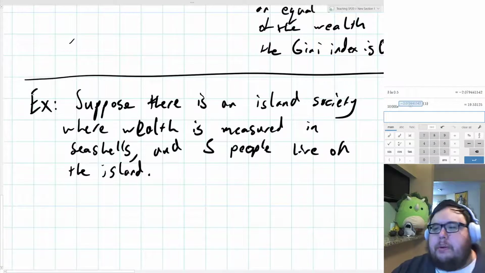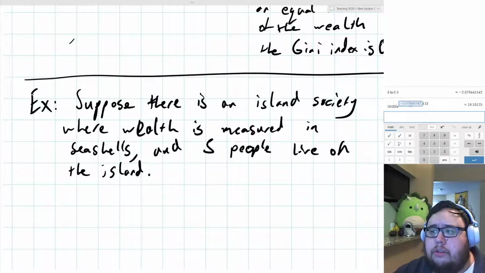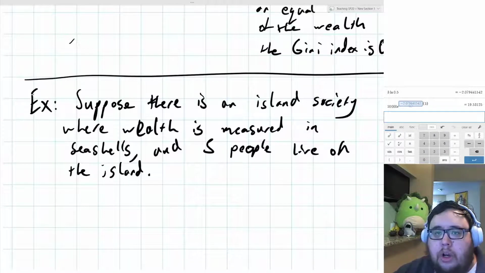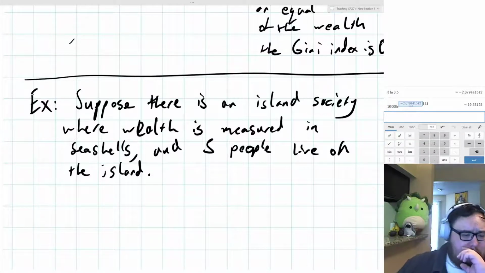We're using 5 people on the island and this weird seashell thing just to simplify the model a little bit and make it a little bit easier to follow. What we're actually going to do when we measure the Gini index for a society is take wealth quartiles or quintiles, and then fit this to the same model. Okay.